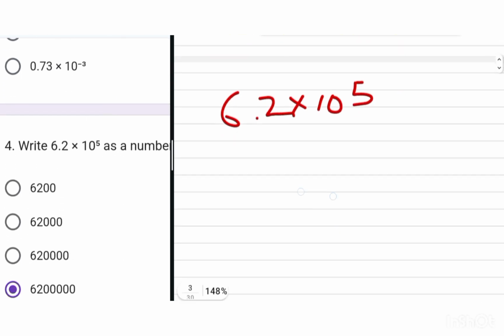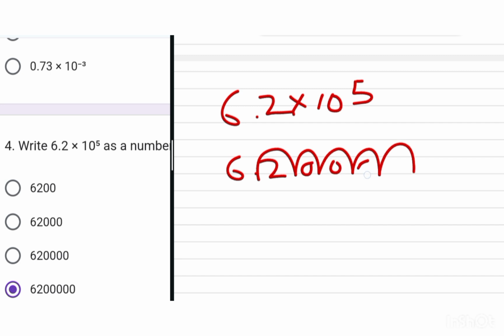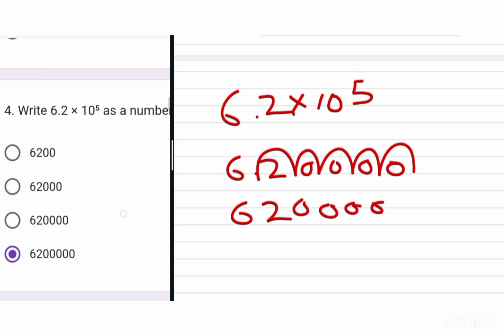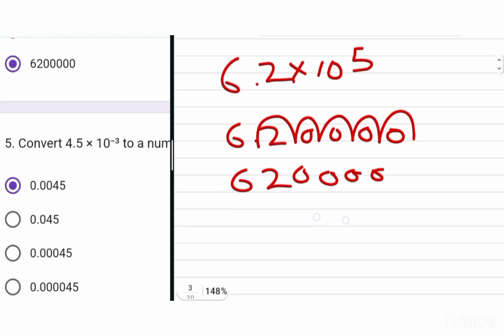Write 6.2 times 10 raised to the power 5 in full. To do this, move the decimal place 5 places to the front. Put zeros in the empty spaces. That gives us 620000.